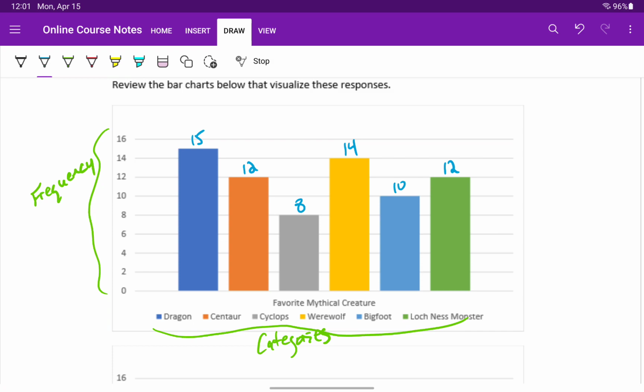So after creating our frequency distribution, what we would do is just draw vertical bars so that the height represents the frequency with which that response occurred. And this just gives us a more visual representation of that table of information.